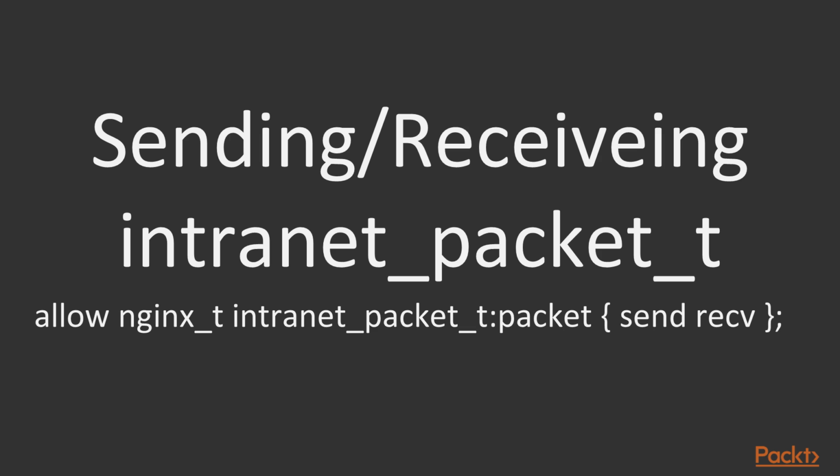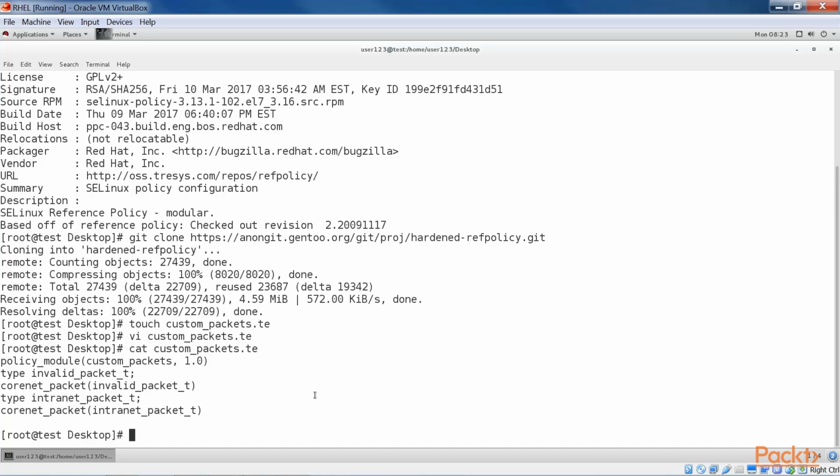The next step is to allow certain domains to send and receive intranet_packet_t. For instance, nginx_t, which is a reverse proxy application, you'd use this command. We could also create an interface to accomplish the same. Let's see how to do this.